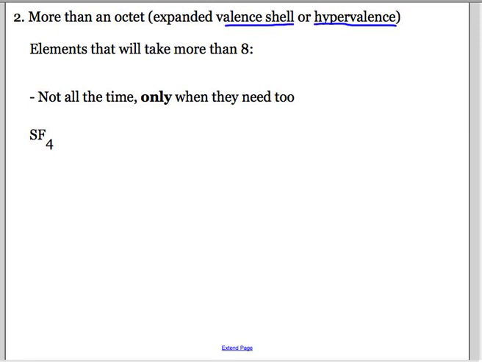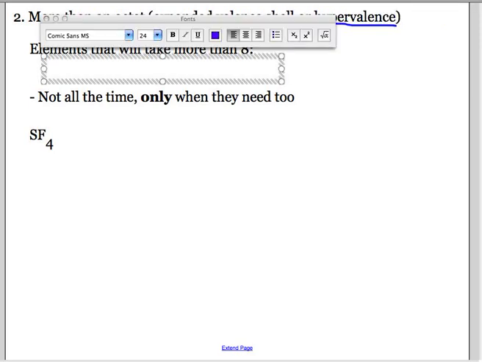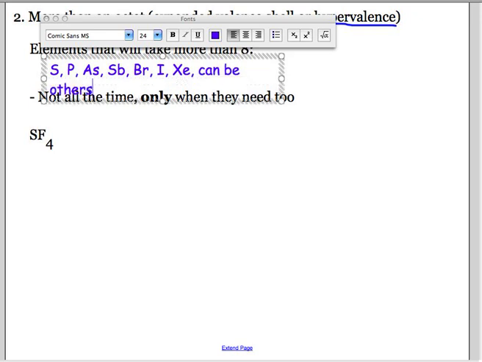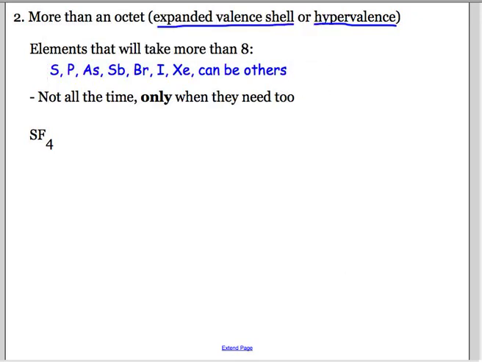These are pretty easy to tell because there will be an indication, and we'll highlight the indication of it. But just for your own personal knowledge, there are elements that tend to do it. Sulfur is probably the most common. Phosphorus, arsenic, antimony, bromine, iodine, and xenon. But you may want to note there can be others. These are the most common ones that can do this. Again, I don't think you need to memorize them. I just think you need to be aware of it.